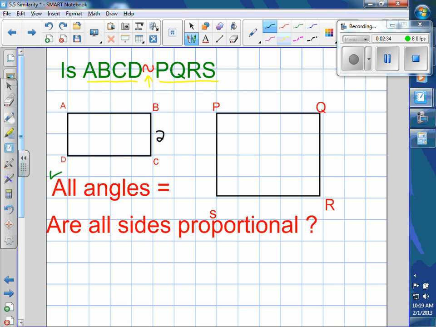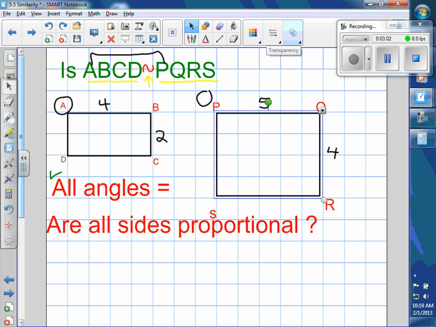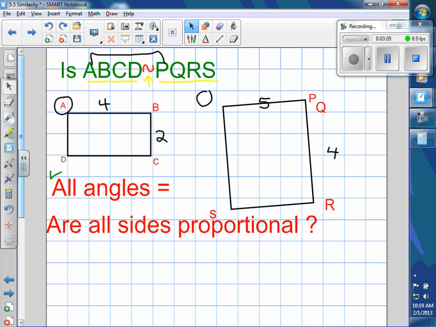So this has a measure of 2 units and 4 units, right? And this has a measure of 4 units and 5 units. And you have to look at the letters. A has to be in the same position as P, so you always have to compare angle A to A, B to Q. What would you compare C to? R. So even if this whole figure was rotated, you would have to then rotate the letters. Does that make sense? They have to be in the same position.